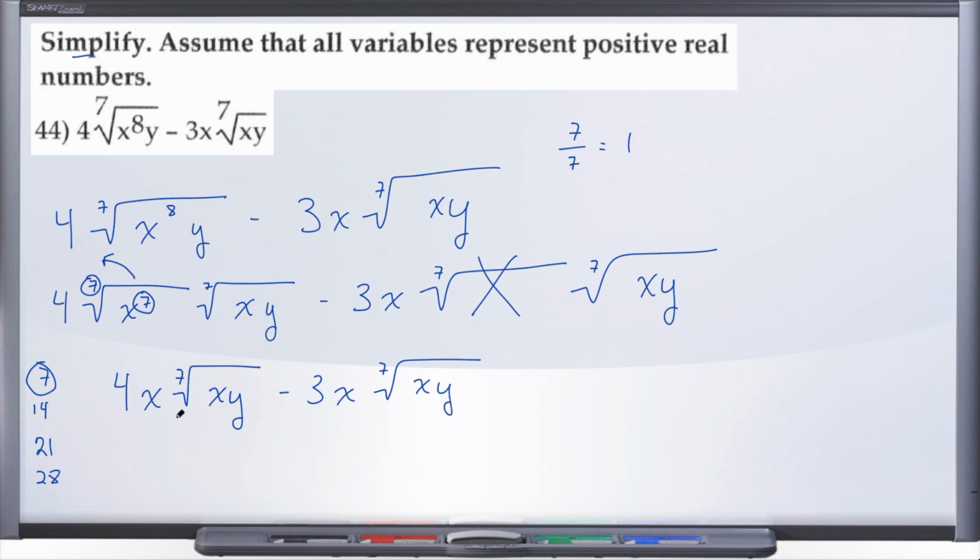And now that our radicals match identically, we can consider these two terms like terms, which means we can go ahead and now perform the indicated operation of the coefficients. So we have 4x minus 3x, which is just x, and then go ahead and rewrite that garbage or bad stuff radical. And so the final answer for number 44 is x times the 7th root of xy.